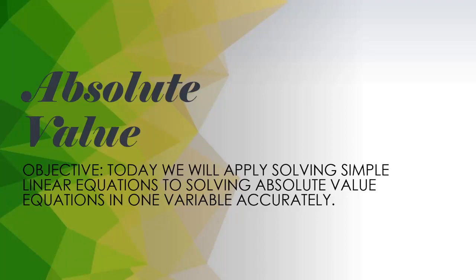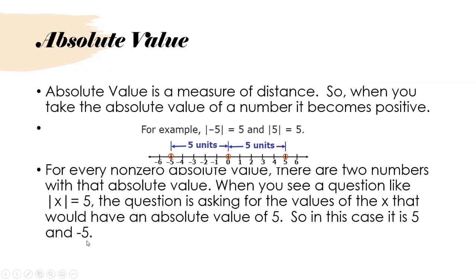Today we will apply solving simple linear equations to solving absolute value equations in one variable accurately. So absolute value is a measure of distance. Since it is a measure of distance, it's always going to be a positive number. You'll see here we have -5 and +5. When you take the absolute value of each of these, the answer is 5. It's going to be just a +5.